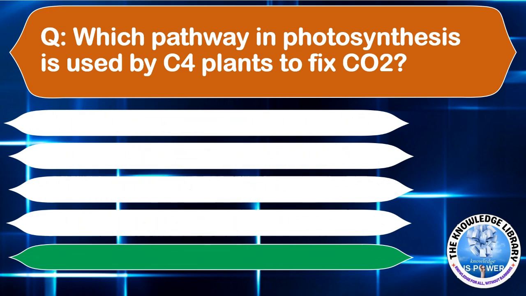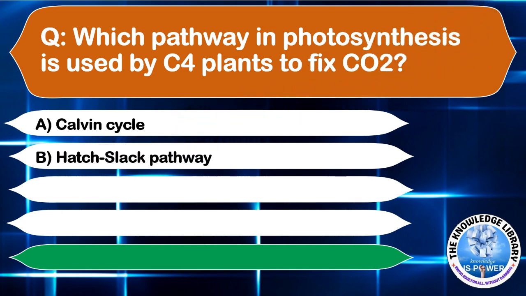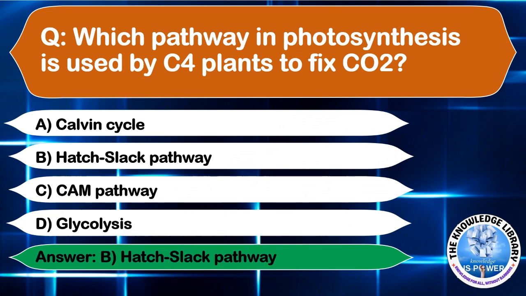Which pathway in photosynthesis is used by seafood plants to fix CO2? Option A, Calvin cycle. Option B, Hertzsprung pathway. Option C, CM pathway. Or option D, glycolysis. The correct answer is option B, Hertzsprung pathway.